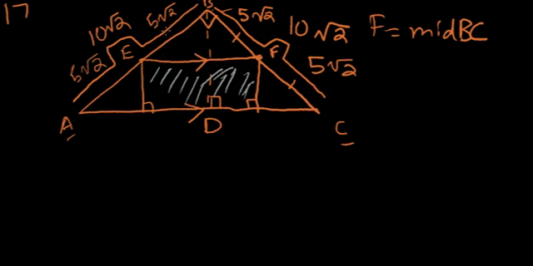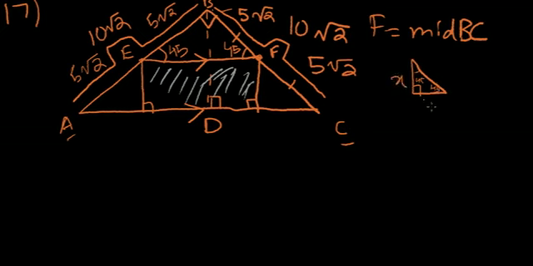So now let's start looking at the smaller triangles of this big triangle. We can see that these are two legs of this smaller triangle, EBF. So the legs are 5 root 2 and 5 root 2. And since this is 90 degrees, that means this is 45 and this is 45, because they're parallel and there's this line of symmetry going down.